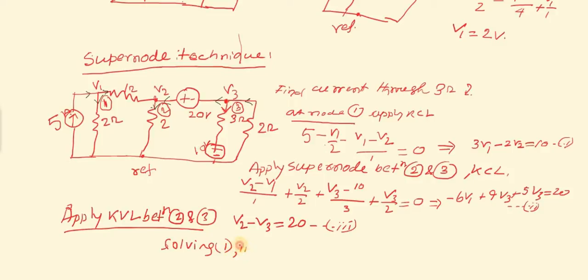Now solving 1, 2, 3, the node voltage V3 at node 3 will be 12 volt. And what do I have to find? We have to find the current through the 3 ohm resistance, that is in this branch. Suppose this current is I, so the current I will be the difference of this voltage, V3 minus 10 volt, divided by the resistance, which is 3 ohms.